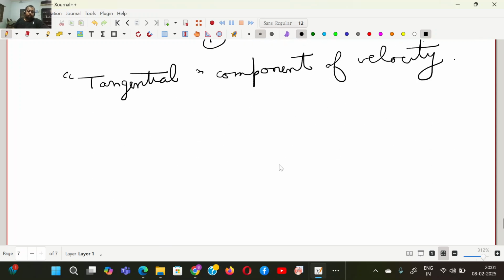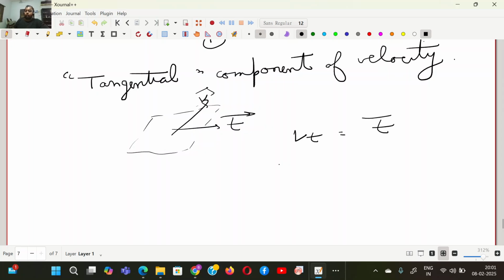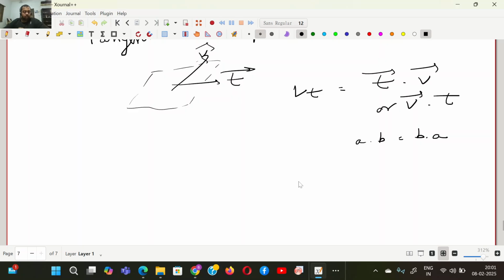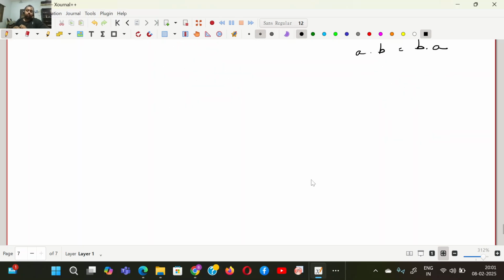Okay. Say there is some surface, there is some velocity here, and this is the tangential direction. So Vt is just T dot V or V dot T, because A dot B is equal to B dot A, right? Like that. So this is the famous no slip boundary condition. So this was the tangential velocity component.